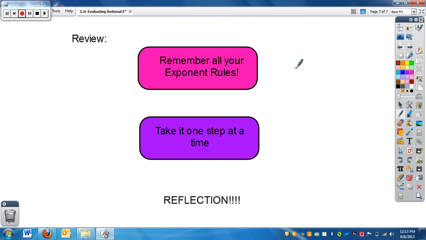Alright, so remember all your exponent rules. This is going to be a great section to help you remember before your Unit 3 test. And then just take it one step at a time. Don't try to rush through it or overthink it. That's when mistakes are made.